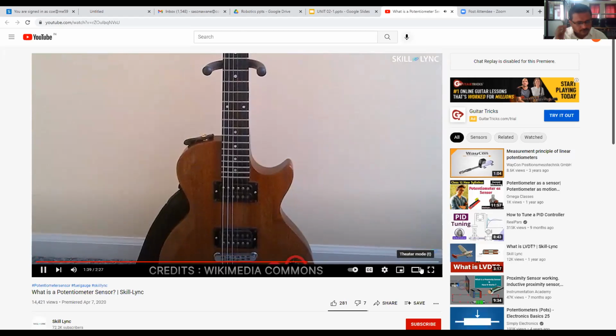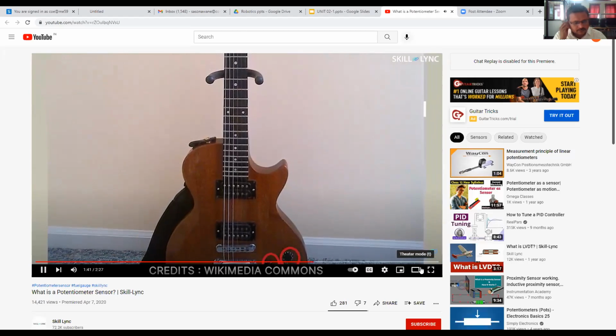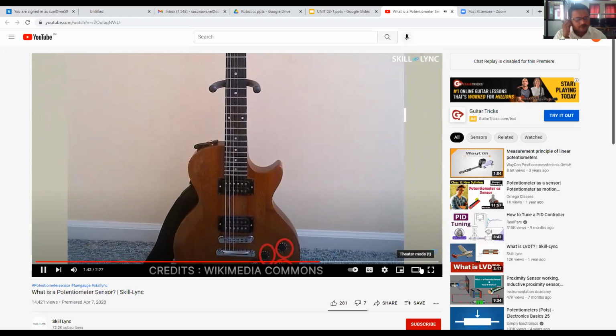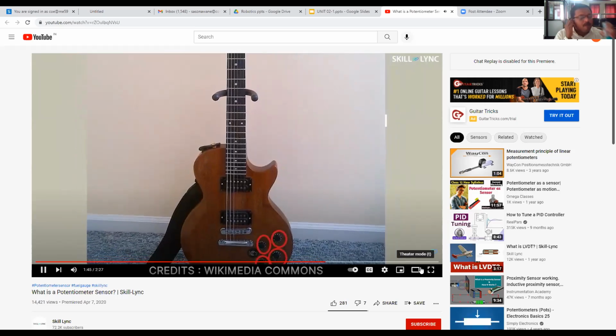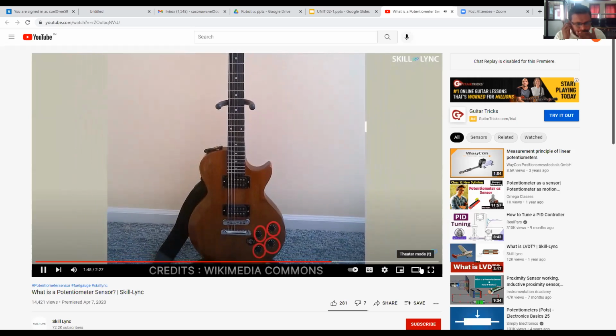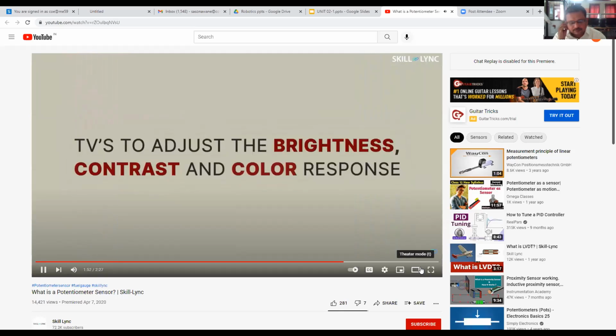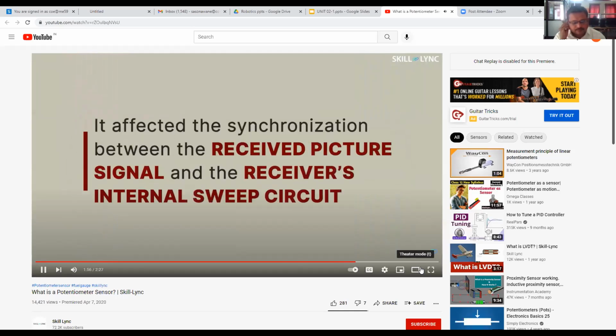Potentiometer sensors find their application in electric guitars too. The sensor here is wired as a volume control. By sending a part of the current to ground, it controls the amount of electric signal received by the amplifier. Potentiometer sensors were also used in TVs to adjust the brightness, contrast, and color response. It affected the synchronization between the received picture signal and the receiver's internal sweep circuit.